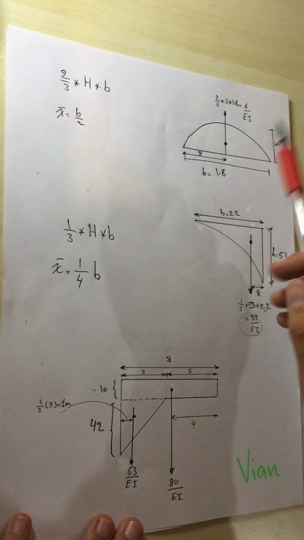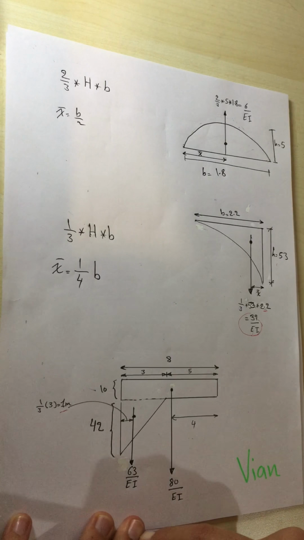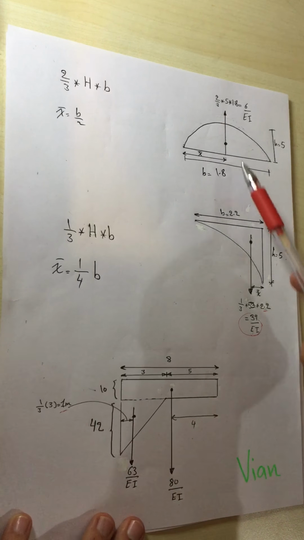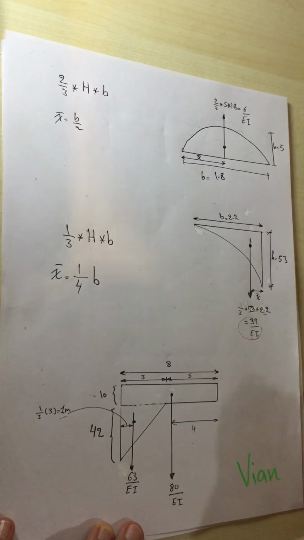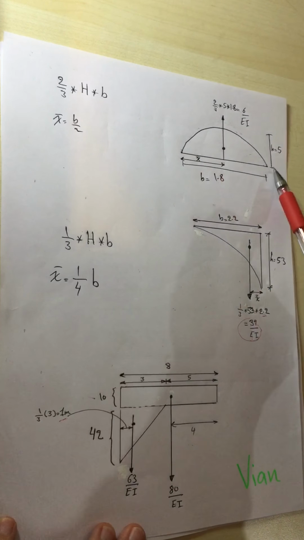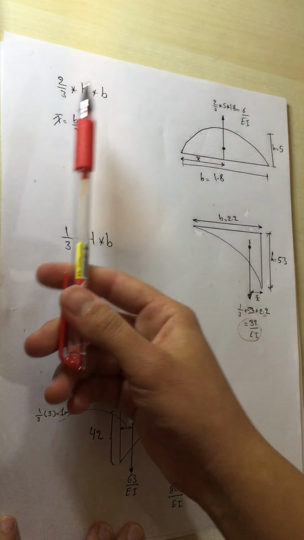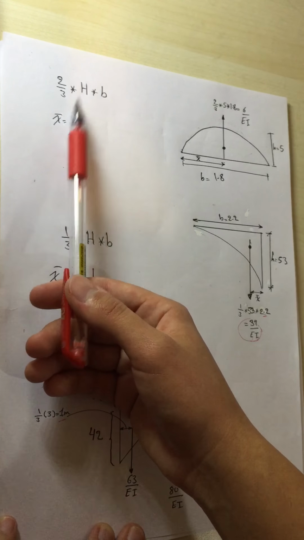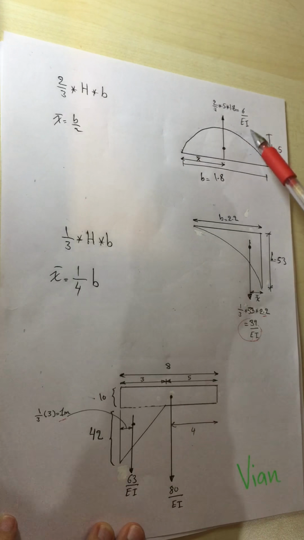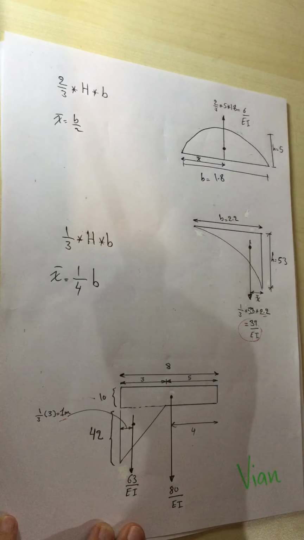I'll find the resultant force for each distributed load on the conjugate beam. These are not up to scale just because I want it to be clearer. So for this curvature, the height is 5 and the base is 1.8. So the rule is 2/3 times h times b, as I did in here. So it's going to be 6 over EI, the resultant force for this curvature.